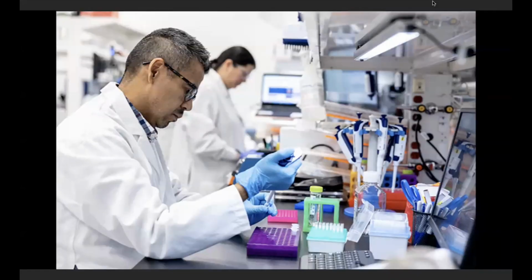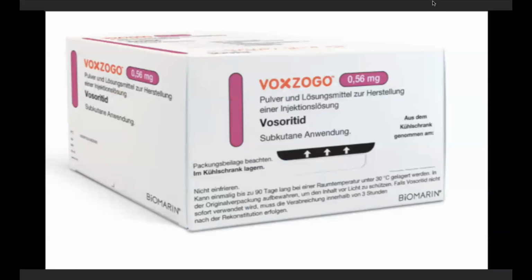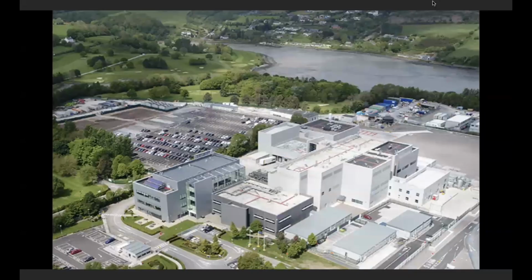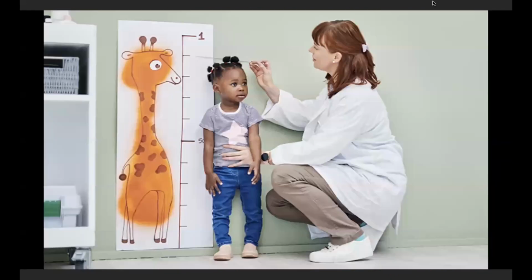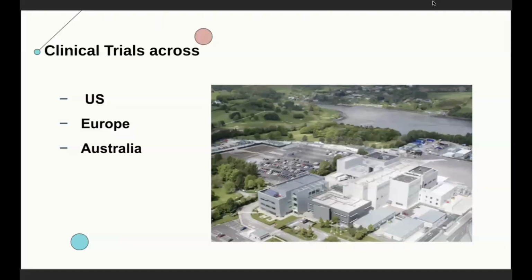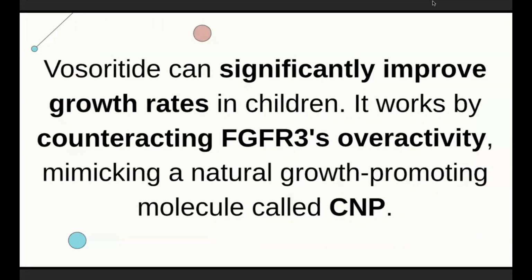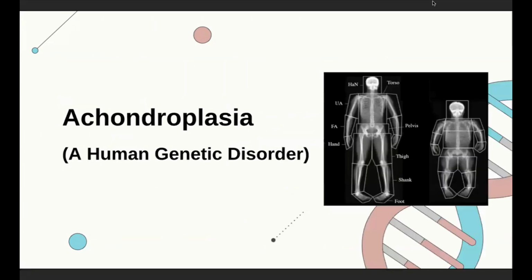The most exciting development is vosoritide, created by BioMarin Pharmaceutical. Vosoritide, a daily injection approved in 2021, helps improve bone growth in children. Clinical trials across the US, Europe, and Australia showed that vosoritide can significantly improve growth rates in children. It works by counteracting FGFR3's overactivity, mimicking a natural growth-promoting molecule called CNP.